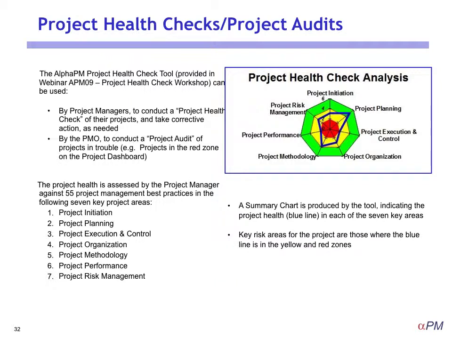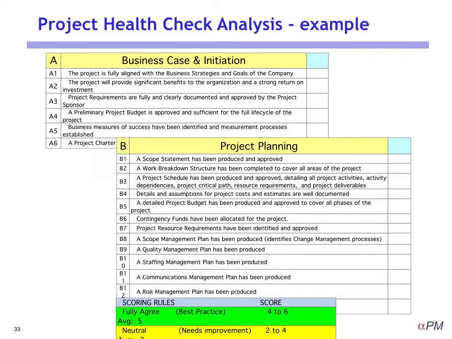The red, the yellow, and the green: green represents good, you're on track, yellow represents you're at risk, and red represents you have a major problem. And the blue line, it's like a spider's web, shows where you are for each of the areas. So for example, looking at the chart for project planning, you can see the blue is in the green area, so the project planning is going well. Let's say the project execution and control and the project performance are just borderline yellow and red, so you can see which areas need help. So that's basically all it is.